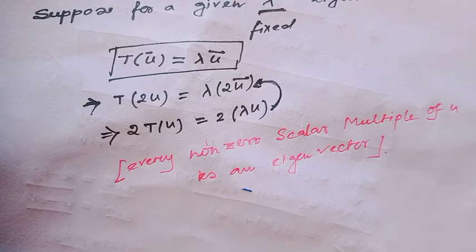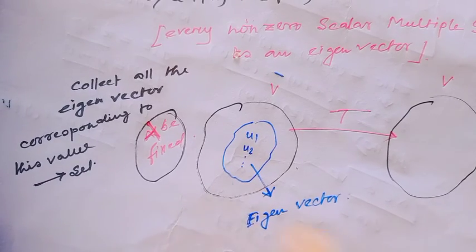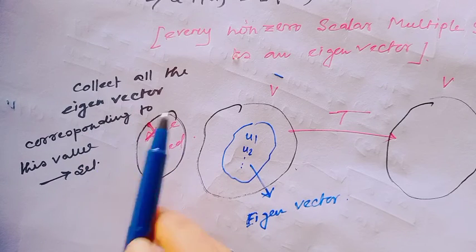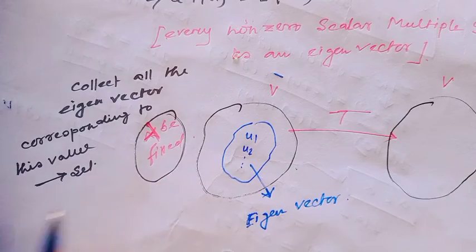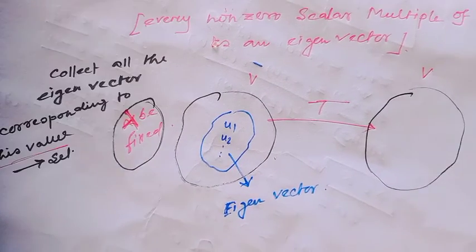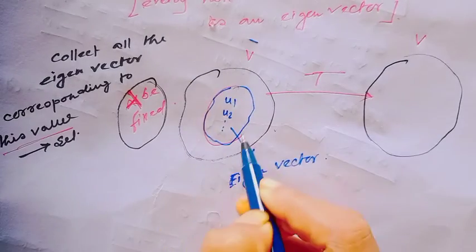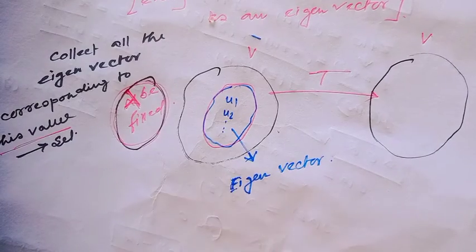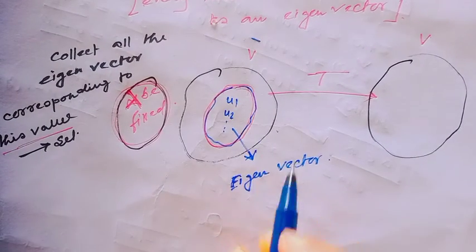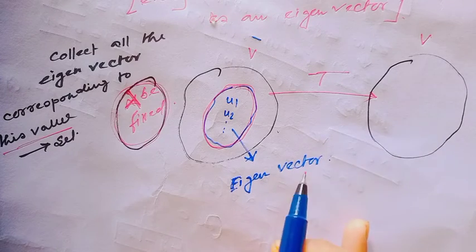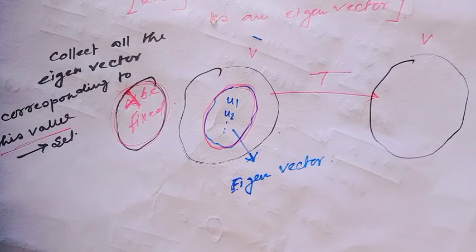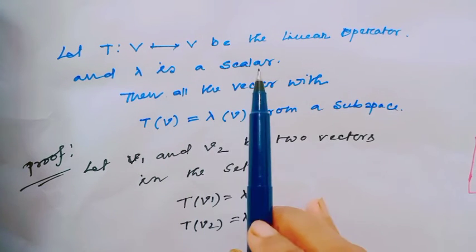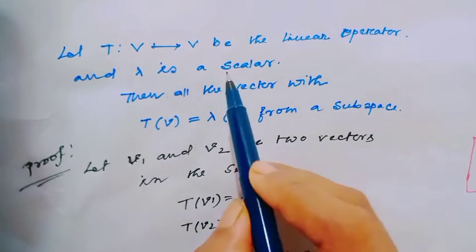Are you getting? That means the actual idea is for a fixed lambda, collect all the eigenvectors corresponding to this lambda, and this is actually a set. This is the collection of all eigenvectors corresponding to this fixed lambda, and this is obviously a set, and not only a set, this is actually a subspace of this linear transformation.